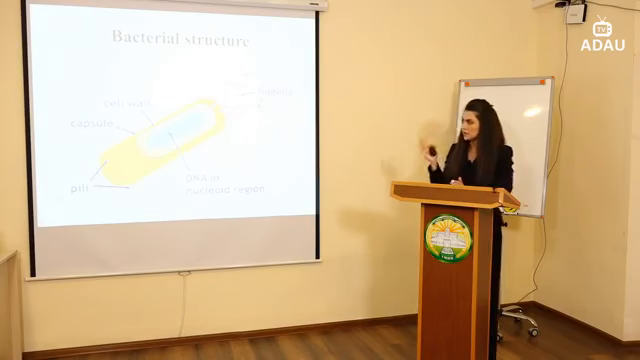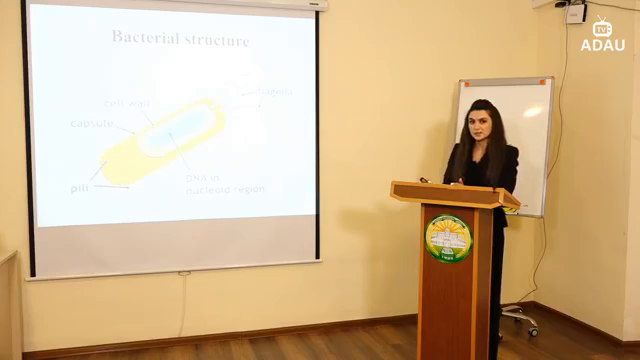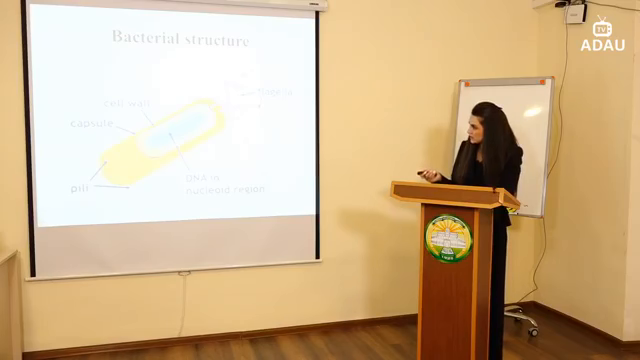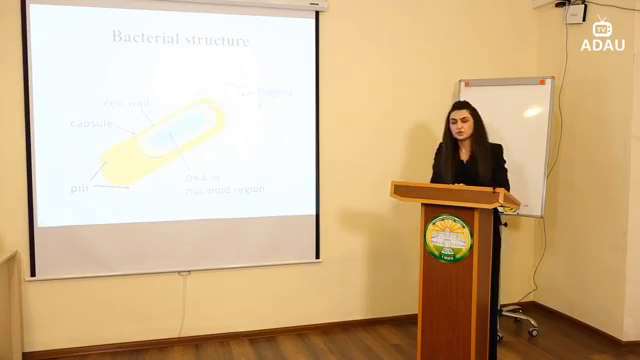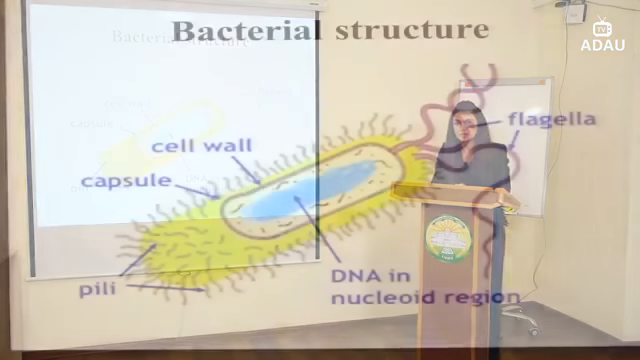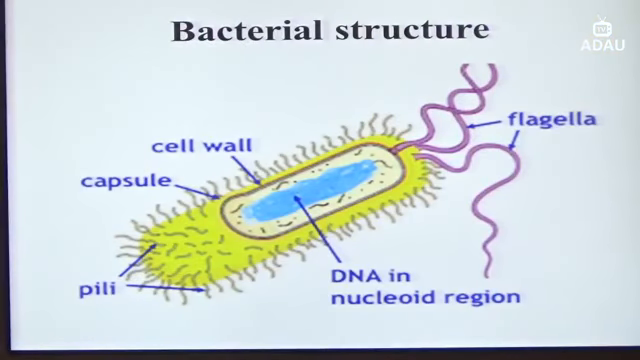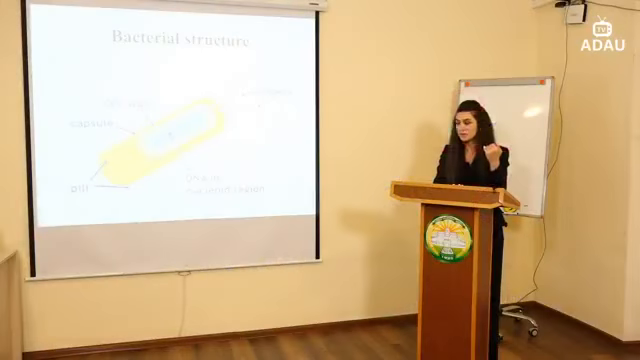And the cell wall tries to protect the bacteria from the dangerous conditions outside. And the second one is the capsule. The main function of the capsule is to maintain the bacterial lifestyle and maintain the bacteria.